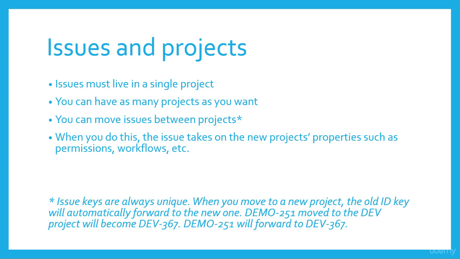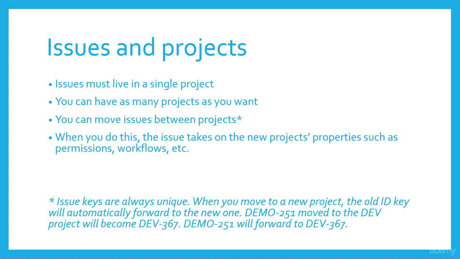Now, issues have to live in a single project. That can be a little confusing initially because you can move issues between projects. You can have as many projects as you want, so there's really no issue there. But when you move an issue between projects, the issue takes on new properties, and it gets a new sequential number. Everything from the previous project, as far as the project properties are concerned, so things like permissions and workflows, are not associated with the issue anymore.